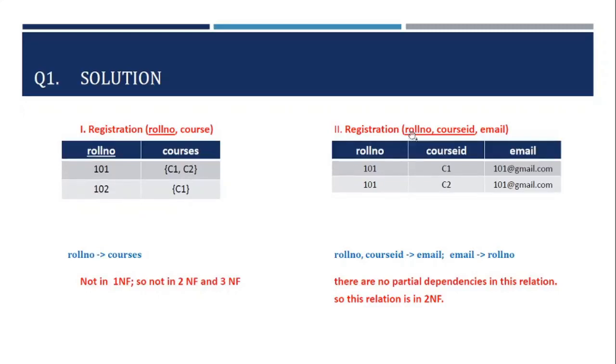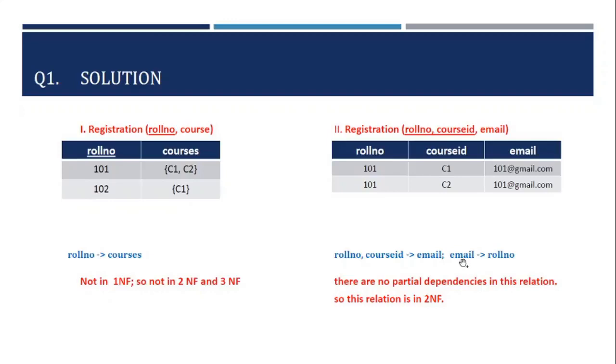So in schema 2, let us see whether it is in first normal form. We don't have any multivalued or composite attributes, so it is in first normal form. And let us check whether there are any partial dependencies. Now if you look at email, email determines roll number. Email doesn't depend on roll number. This is email gives roll number. If two emails are the same, the roll number should be the same. It is not the other way around.